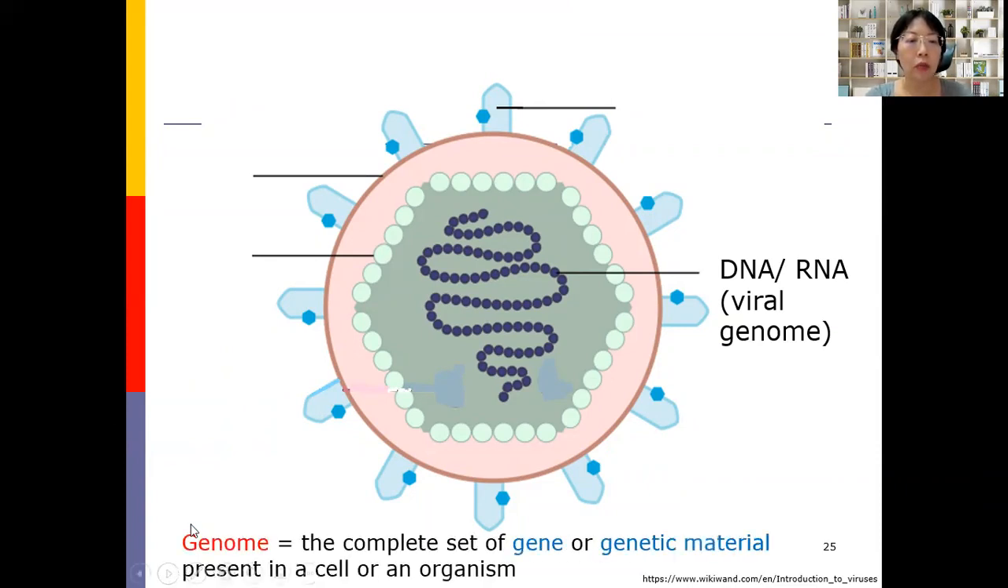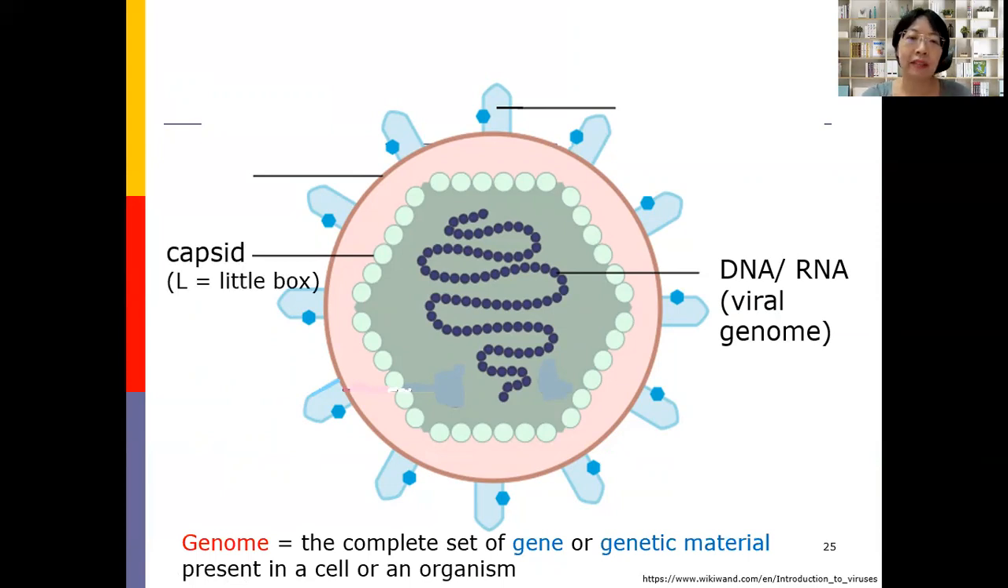Okay, so what does genome mean? Genome means the complete set of genes or genetic material that's present in a cell or in an organism. So the complete set of genes that is needed to make the whole organism is called the genome. So the genome of the virus, inside the virus, is DNA or RNA.